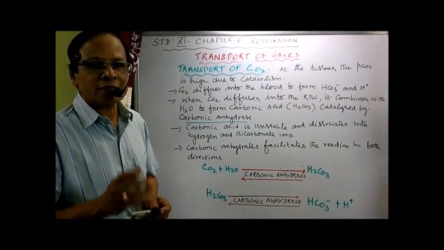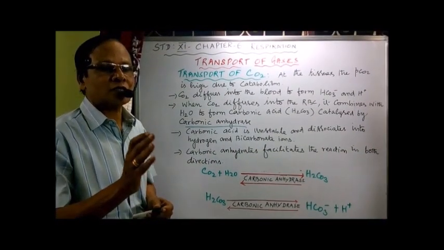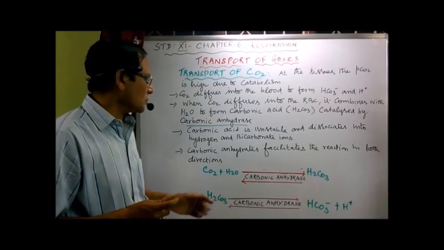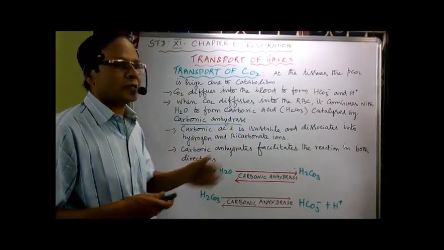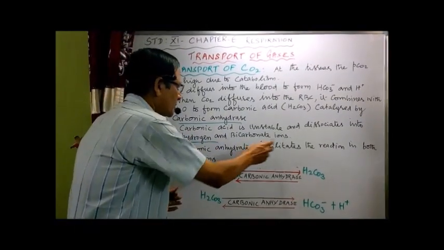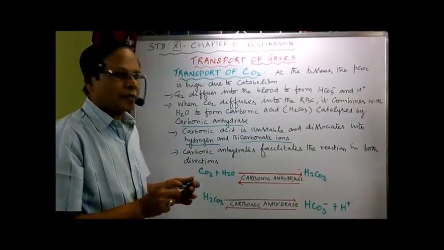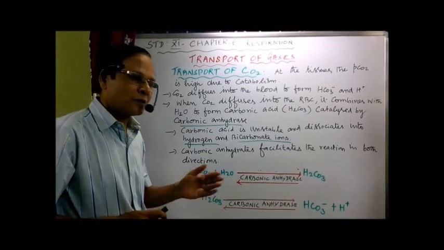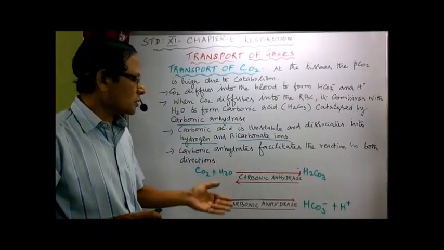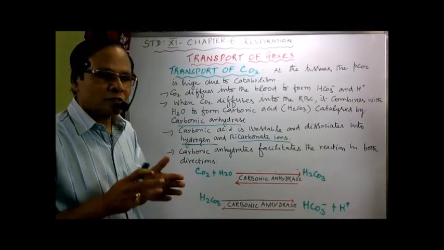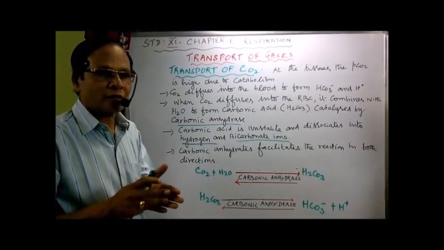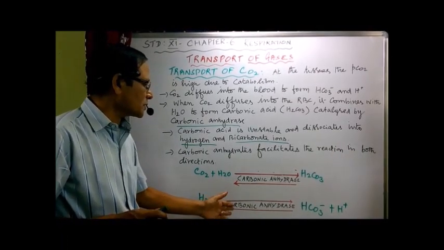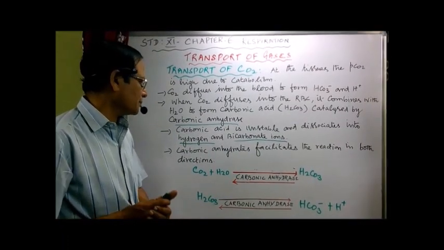The carbonic acid is a weak acid and it is unstable. So it immediately dissociates to form hydrogen ions and bicarbonate ions. This reaction is also catalyzed by carbonic anhydrase. The formation of carbonic acid is by carbonic anhydrase, and its dissociation to form hydrogen and bicarbonate ions is also facilitated by the same enzyme. You can see the reaction.